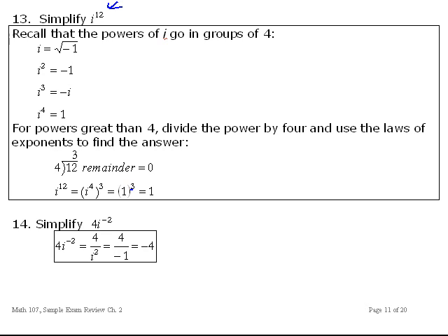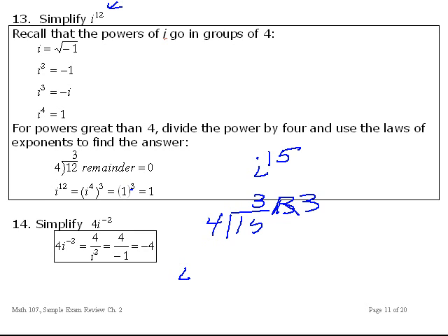They turn into 1s. And then the remainder, okay, let's do one with a remainder. Let's say we have i to the 15. Take the 15, divide by 4, and I get 3 with a remainder of 3. That's an R, but it turned into a B somehow.